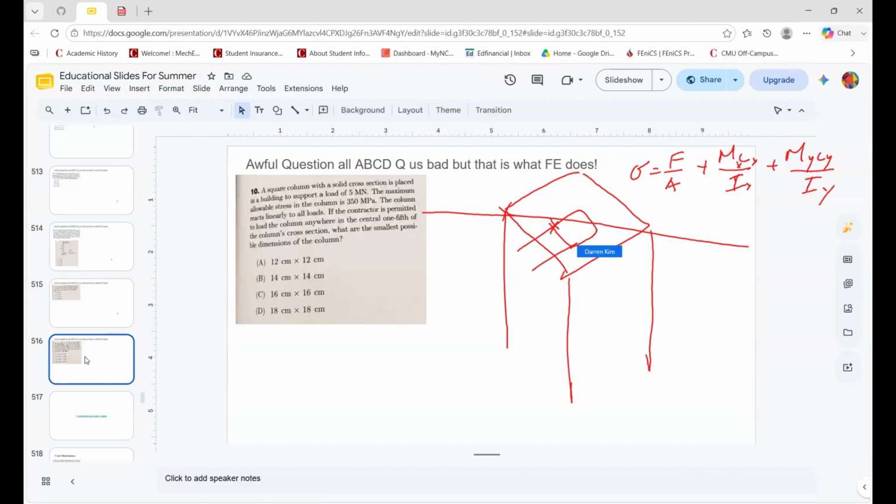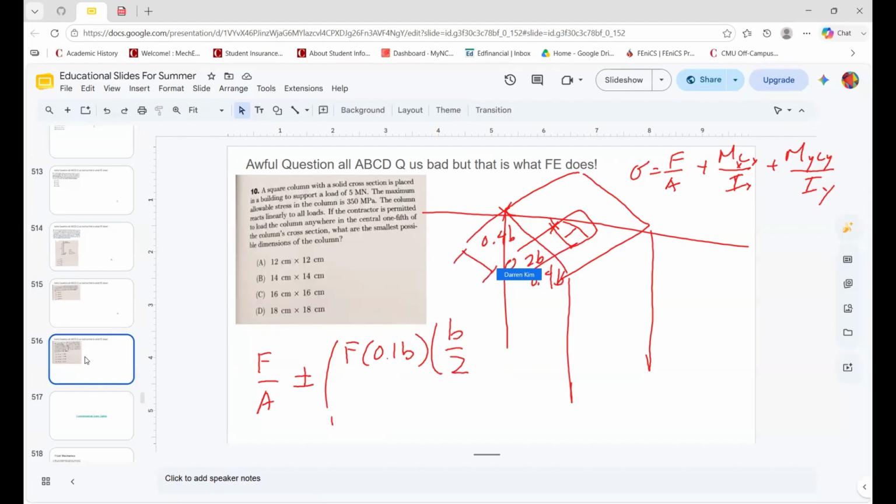This is basically 0.2, right? Over here is 0.4 and 0.4. And then B is not given, so they must be basing over here. And then you can do force times E over here. E is about 0.1 B. So you can do F, which is already given, over A, plus or minus. And then we can do this whole entire equation: F multiplied by 0.1 B, parentheses, and then whatever B divided by 2, because you need this thing, and then divided by the moment of inertia, so it's like B to the 4 over 12.